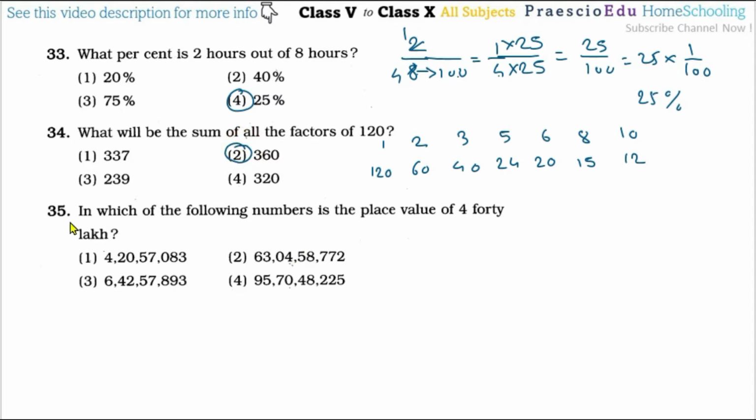Now question number 35, in which of the following numbers is the place value of 4 equal to 40 lakh? So the digit 4, this one is the 40 lakhs. Now here the 4 having, this is the 40 lakh. Okay, 4000000 means this is the 40 lakh. So option number 3 is the correct one.